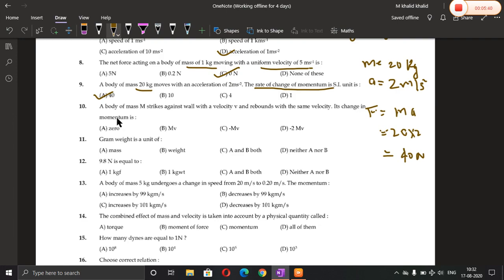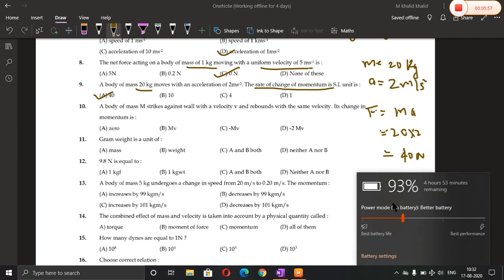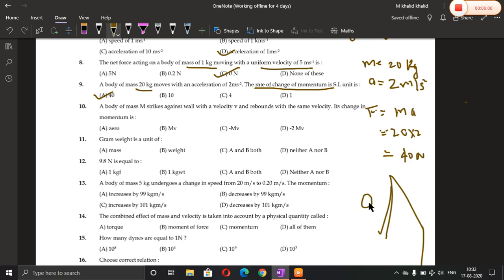Next question. A body of mass m strikes against a wall with a velocity of v and rebounds with the same velocity. Its change in momentum is? Suppose this is the surface of the wall, and this is the ball. It strikes the wall and then it rebounds. Here no direction is given, so we will consider that it rebounds in the same line.